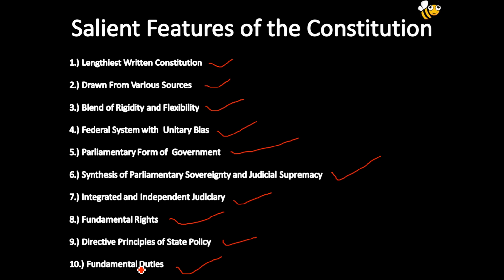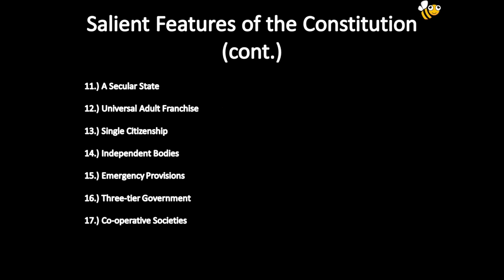So the next point regarding the salient features is the secular state. Secular state means that in our Indian country, we don't have any particular religion as the official religion of the Indian state. So we have tolerance regarding every religion, and the term secular was added to the preamble of the Indian Constitution by the 42nd Amendment Act in 1976, and the preamble also secures to all citizens of India the liberty of faith, belief and worship.